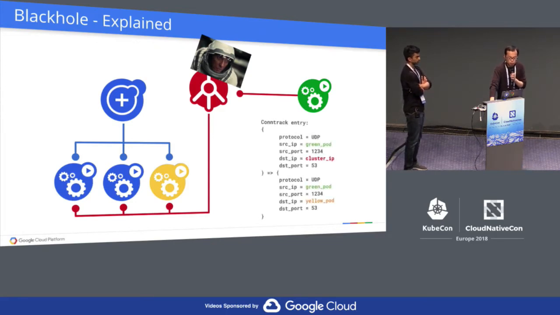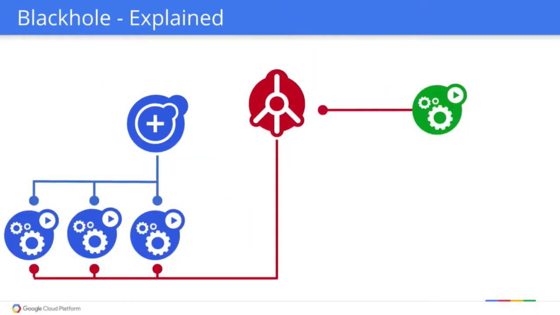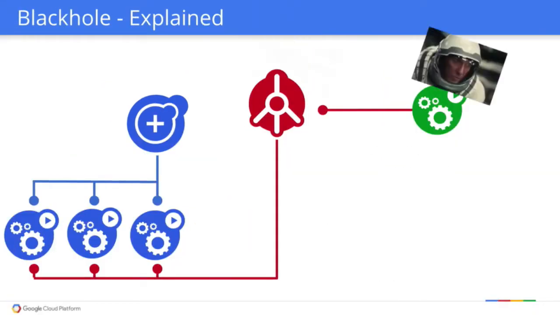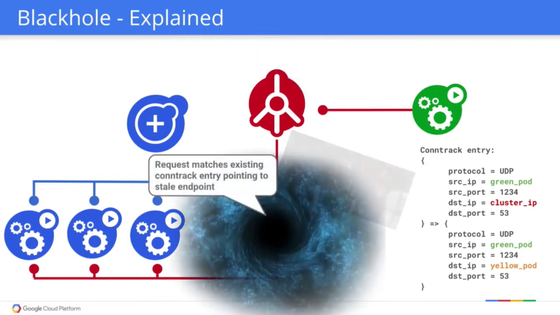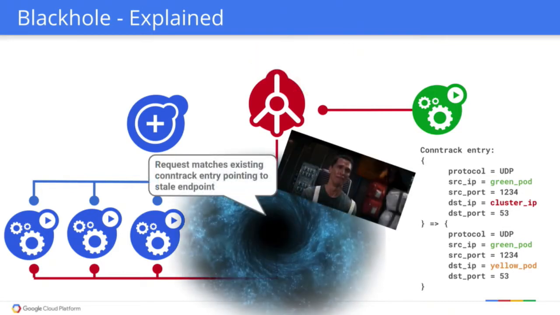In this case, the original destination IP is the cluster IP, and then it got translated to the yellow pod's IP. Okay? So the second time, when the request comes in, there's an existing conntrack entry that matches the packet, and then the black hole shows up because the conntrack entry decided to forward it to a stale endpoint, which is the yellow pod, which doesn't exist anymore, causing the black hole.